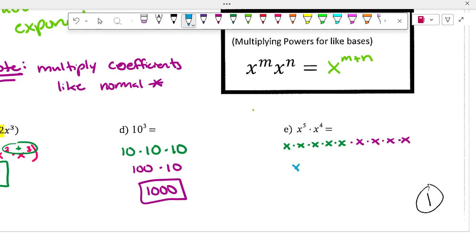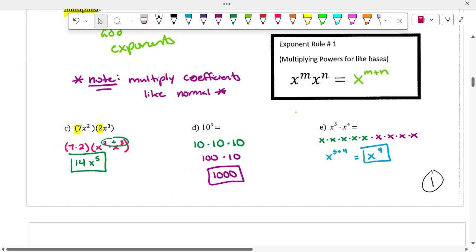Guys, please stop talking. So if I actually did the rule and added the 5 and the 4, is 5 plus 4, 9? Yeah. So this would be x to the 9th. So guys, if you need to expand sometimes to do it, like if the numbers are small enough, that's fine. All right? But you got to know these rules.